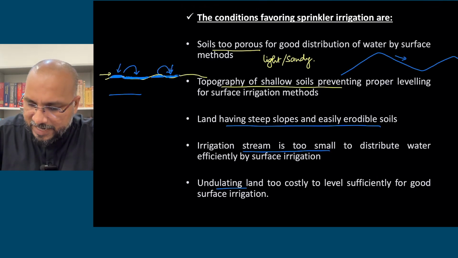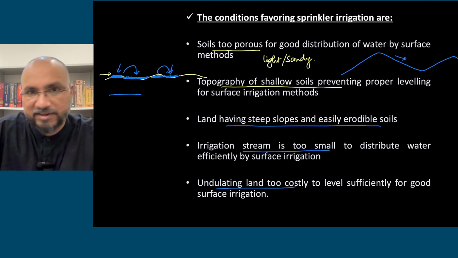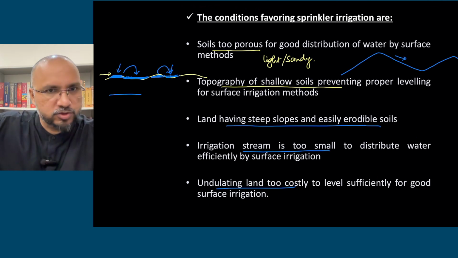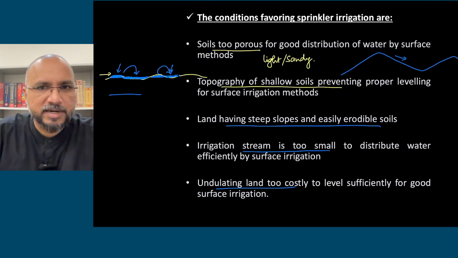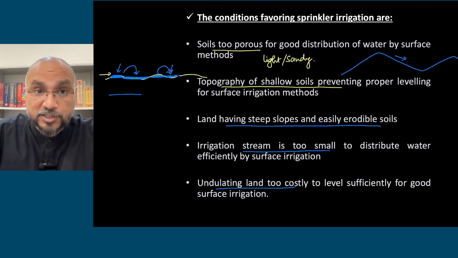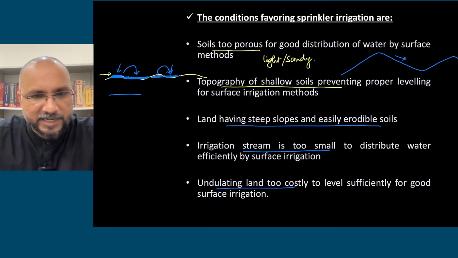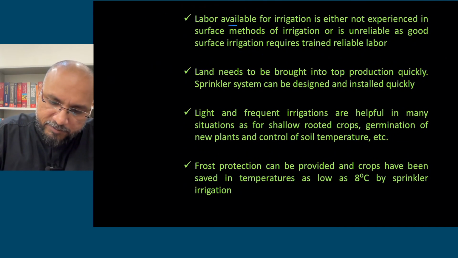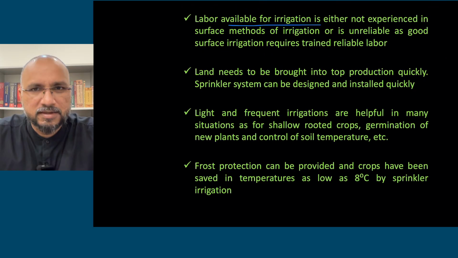So undulating land which is too costly to level, उसको फिर level करने के लिए बहुत पैसा लगता है. You have to use a proclaner और जो JCB है उसको use करना पड़ेगा. So it will become a very costly affair to level the land for other irrigation methods. So in all such situations you can use sprinkler method, right? So labor available for irrigation, he is not very experienced, उसको soil के बारे में ज़्यादा जाना.